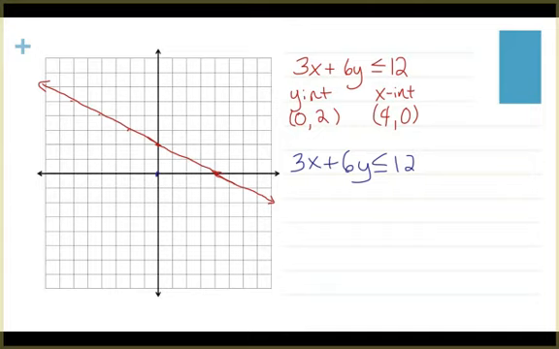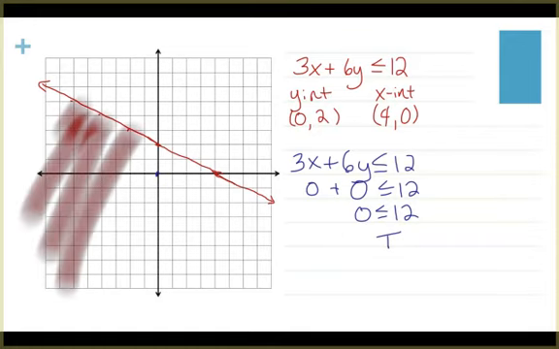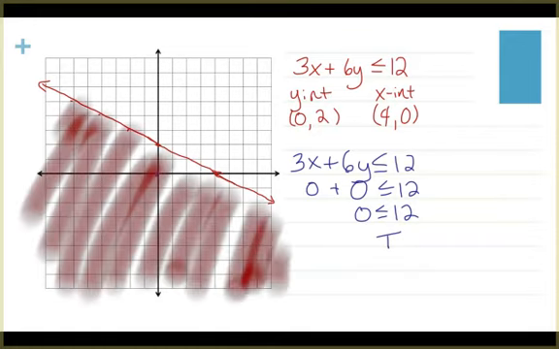If I stick a 0 in, it's 3 times 0 is 0, and 6 times 0 is 0. That's why I really recommend 0, 0, because how much easier could the math be? I probably didn't even need that middle line. 0 is less than or equal to 12? True. So I'm going to shade the side this time that includes 0, 0.